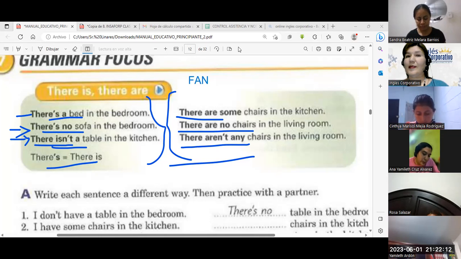There is a table in the living room. There is a four chair in the living room. There is a two dog in the living room. Okay. There are two dogs. There are four chairs. Porque son plurales. Okay. We need to be careful with that one.